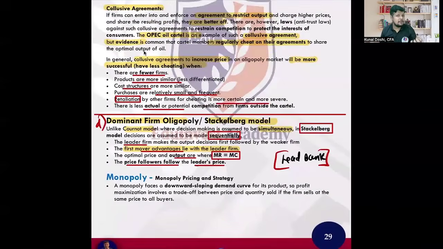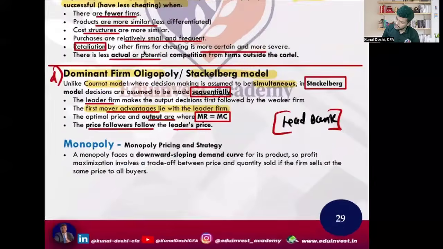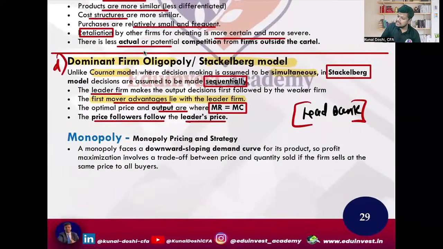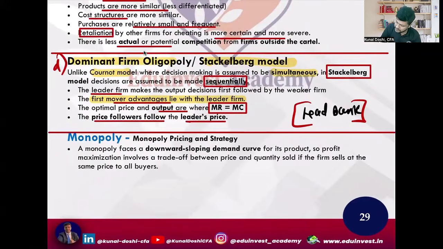So within oligopoly, we have four models. Correct? What are the four models? Kinked demand curve, duopoly, dominant firm, and Nash equilibrium. Correct? Finally, the last model that we are going to do is monopoly. Monopoly is a single firm, single supplier. Correct? In monopoly, what is the pricing strategy? It faces a downward sloping demand curve.